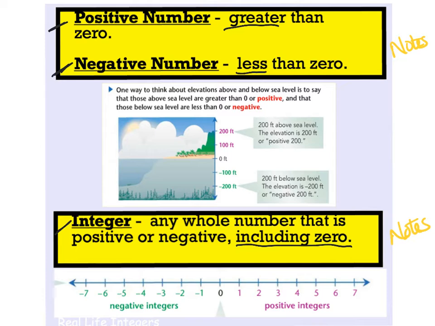So we have an example here to think about positive and negative, which is elevation. If it's above sea level, it's a positive number. If it's below sea level, it's a negative number. So we have ways that we can think about it.